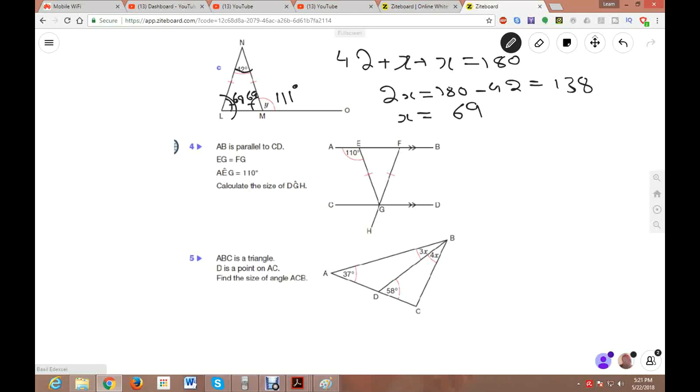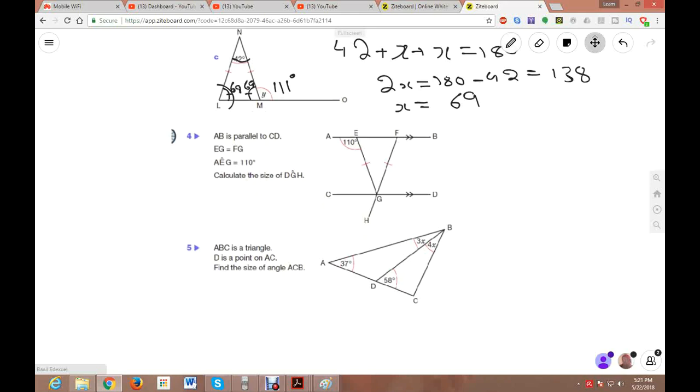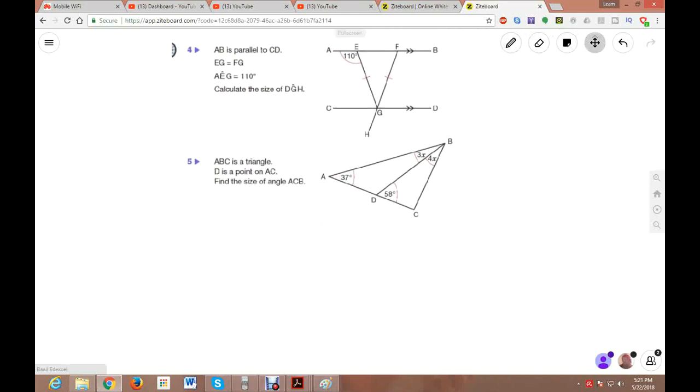Okay. Question 4. What do we have to do here? AB is parallel to CD, and FG is equal to EG, as they have said over here. And AEG is 110. Calculate the size of your angle DGH. So DGH is this angle. This is something that we have to find out.